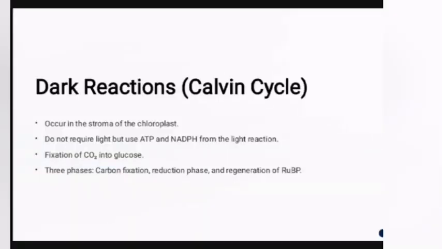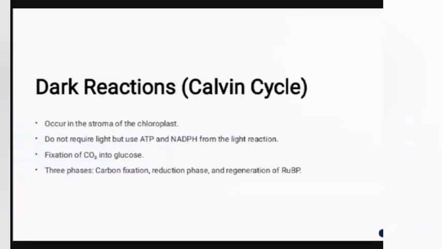So let's continue. Now, in the Calvin cycle, what occurs is this: CO2, carbon dioxide, is fixed into glucose. It involves three phases. Number one, carbon fixation. Number two, reduction phase. And number three, regeneration of RuBP, ribulose 1,5-bisphosphate.